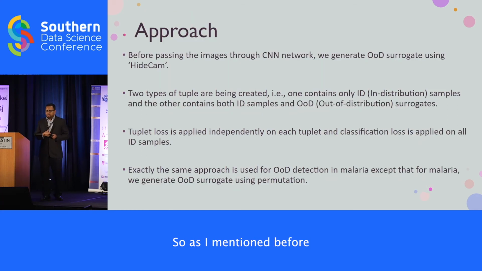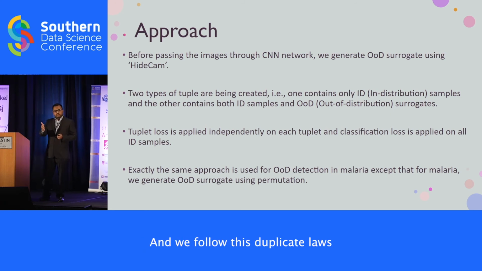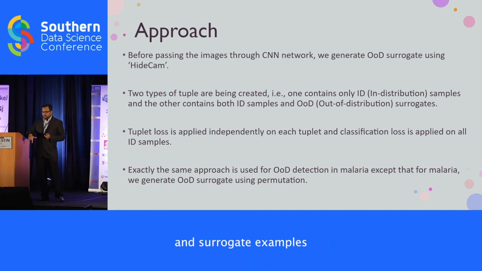As I mentioned, before passing the image through the CNN, we apply HiDe-CAM or Grad-CAM, find the discriminative regions, remove them, make the image clean, and then follow the process. And we follow this tuplet loss in multiple stages for both positive and surrogate examples.